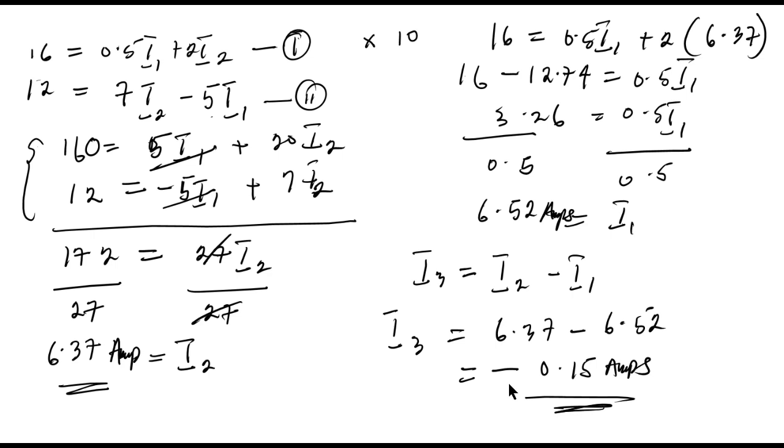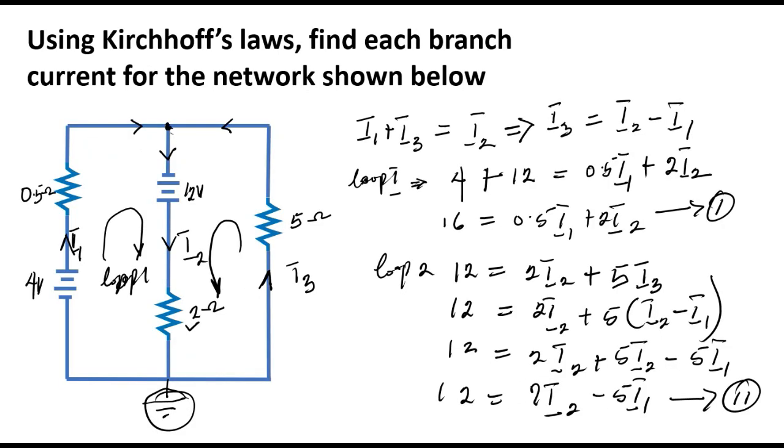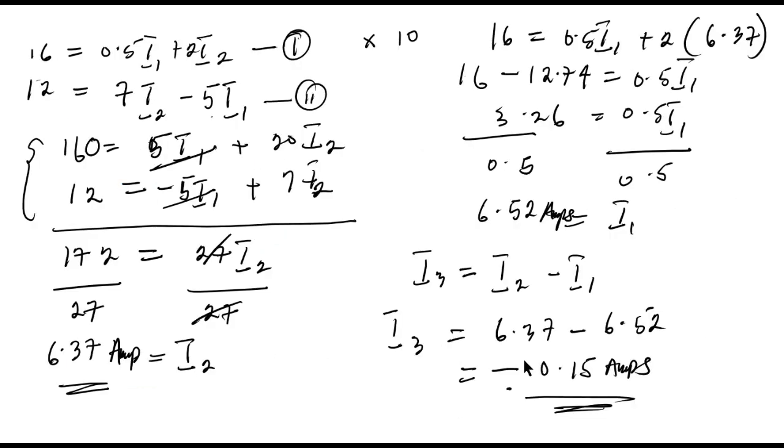Because why? It has a negative sign. I can easily go back to my circuit and change this direction. But in any examination situation, if you get a negative answer, the examiner knows you only selected a wrong direction. No one will penalize you for that.